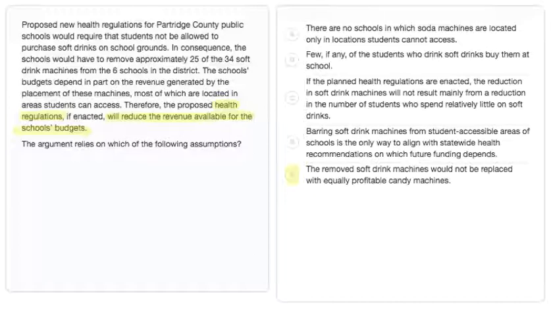Choice A talks about vending machines that students can't access. How is that relevant when the argument states that much of the revenue here is from students buying things from the machines? Let's move on. Choice B is not an assumption of the argument. If kids aren't really buying soft drinks at school, removing the vending machines won't result in a big loss of revenue, which is what the conclusion is here.